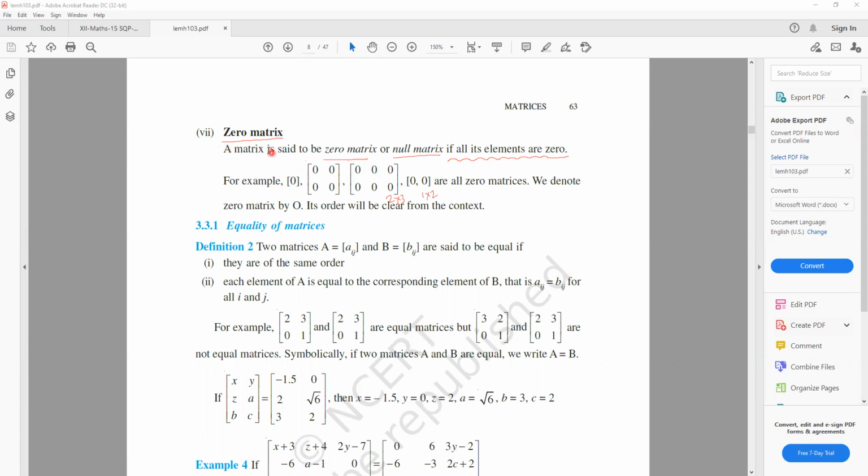Any matrix which is known as a zero matrix or null matrix if all its elements are zero. Okay, all its elements are zero. Understood? And normally we denote it by, you can see that zero matrix is denoted by the symbol O, capital O. Okay, clear? Yes, sir. Yeah.